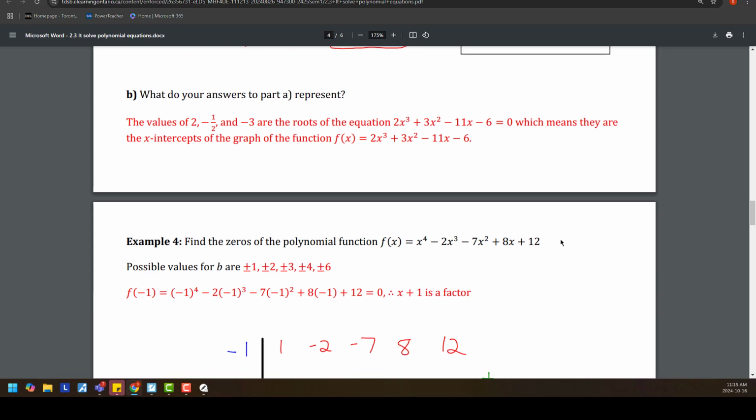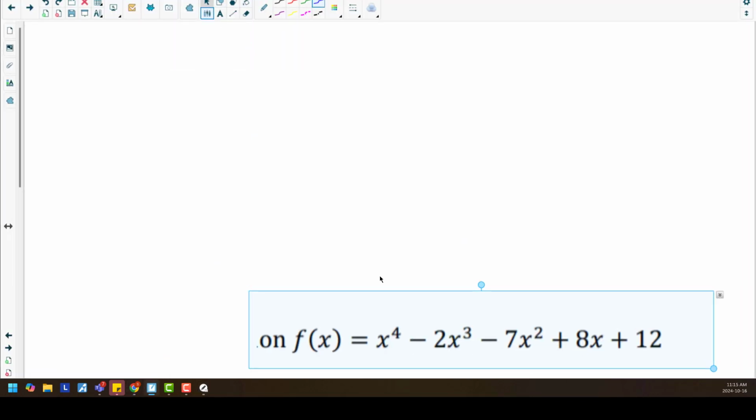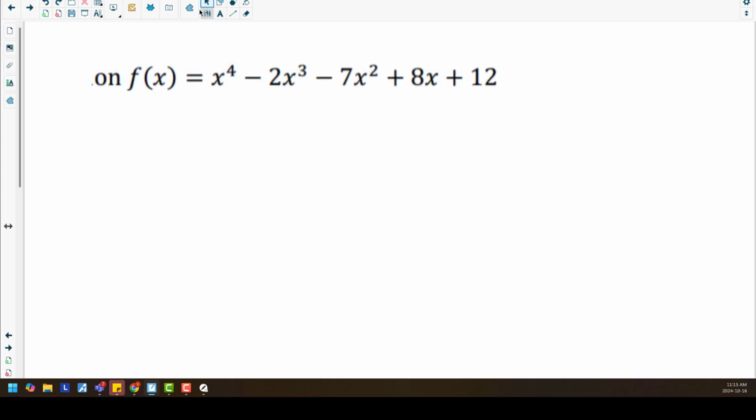That's it. Pretty straightforward. Let's move on now to an example of a degree 4 polynomial, and let's factor this out. So a lot of the same things happening for this lesson, just a lot of practice.